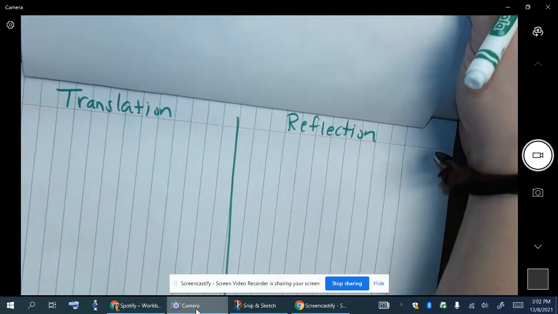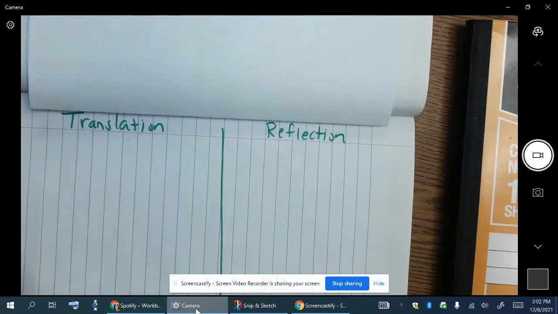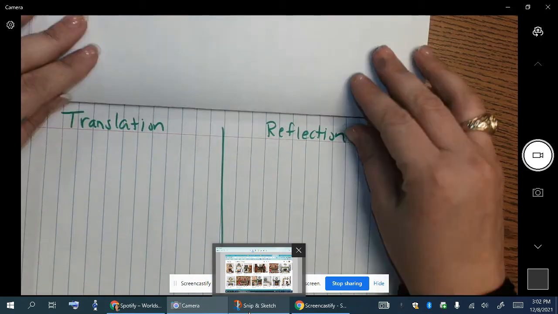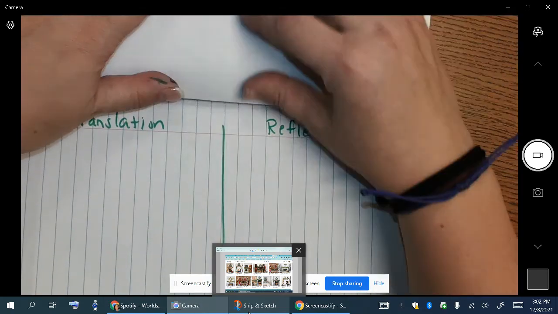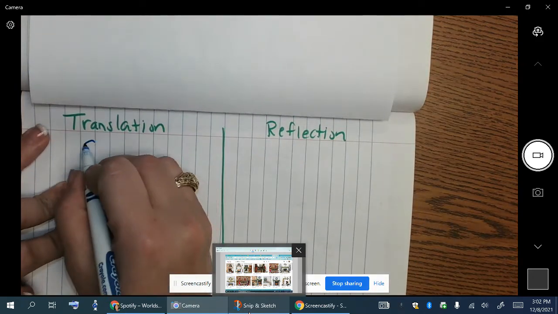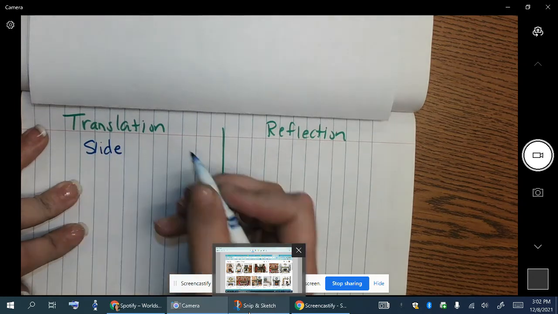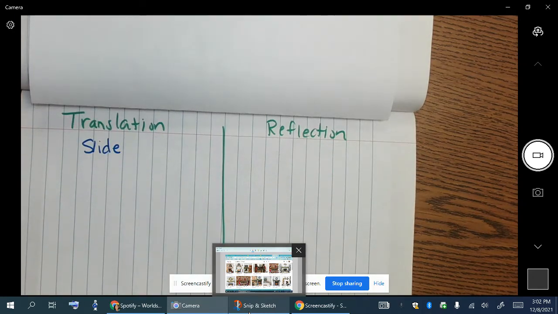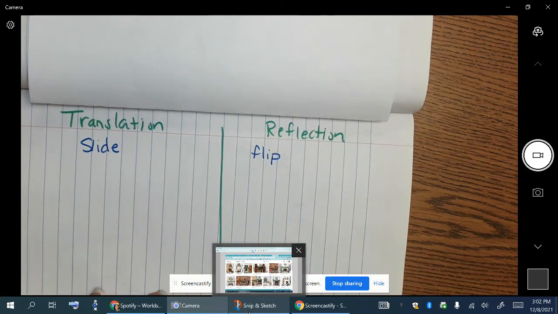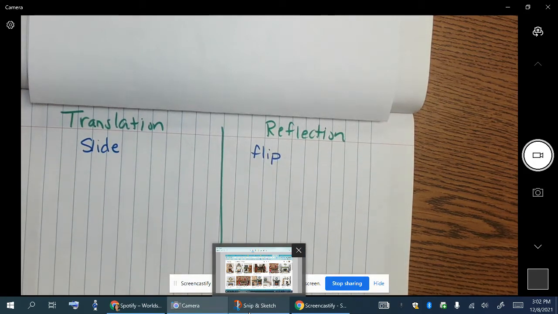All right. So we just want to quickly talk about the differences between reflections and translations. And it's nice to have everything on one page because we have a quiz tomorrow. So when we're doing translations, what is a translation? You slide. So translation means to slide. Reflection means to flip. Okay? So translation is slide, reflection is flip.